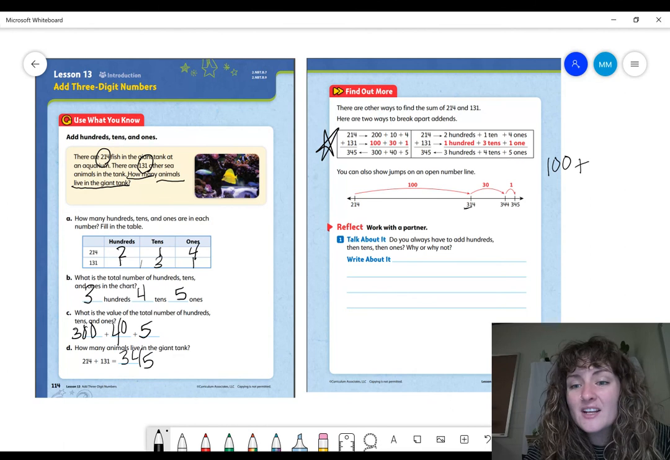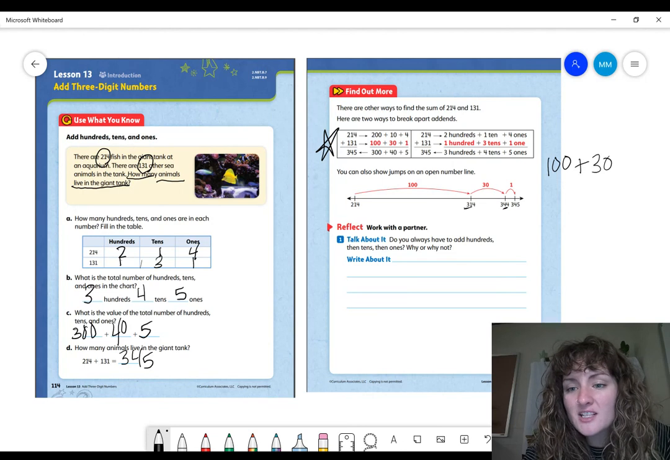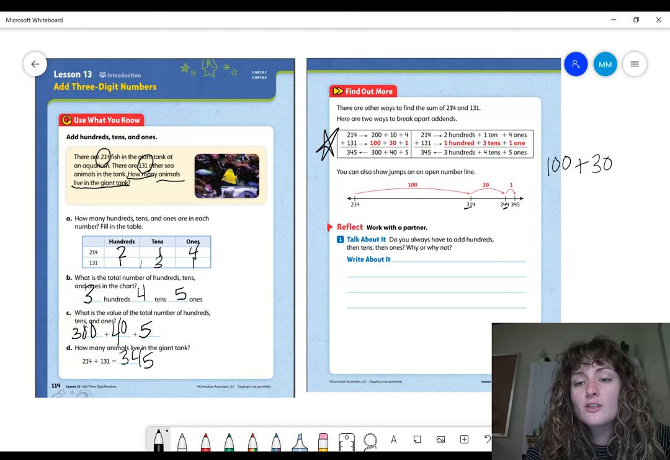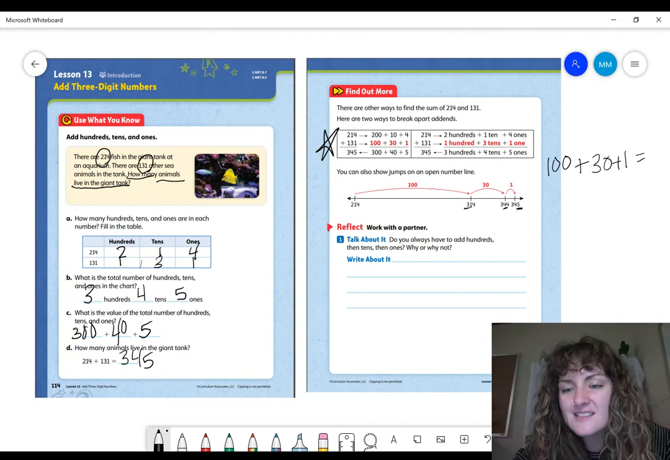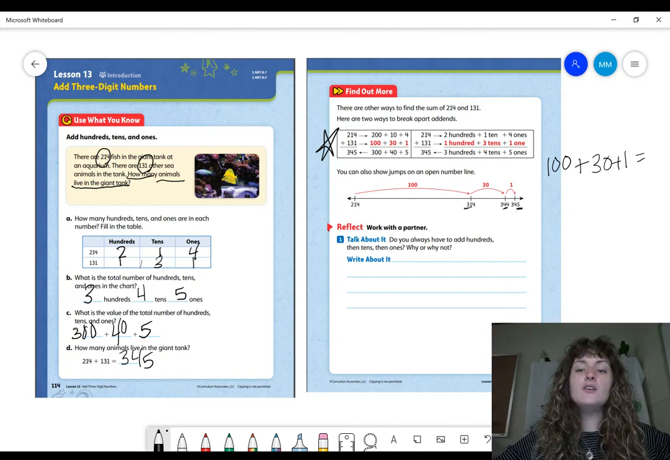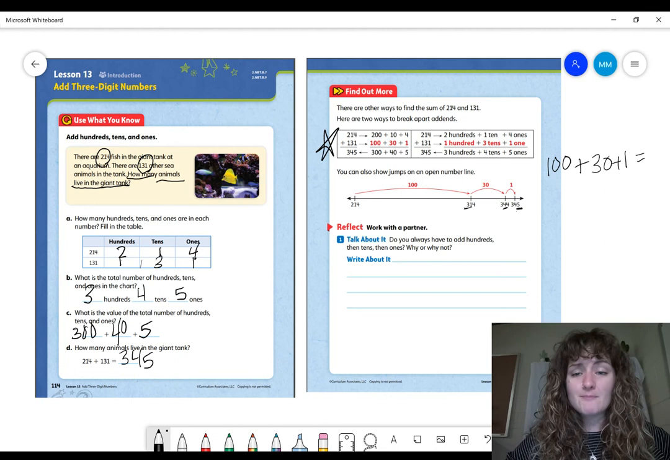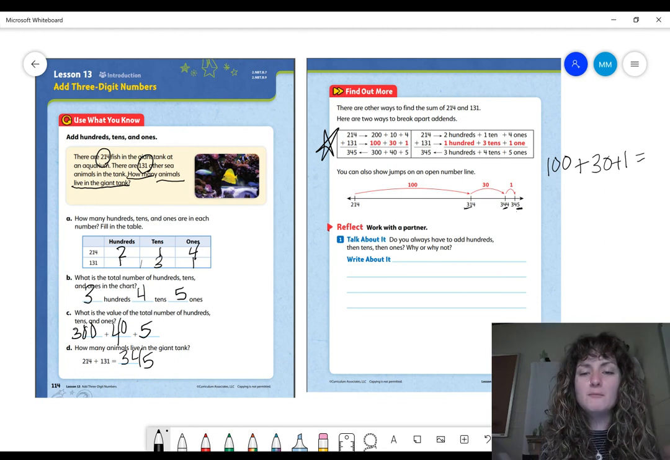Then they added 30 to 314. So the only place that would change is the tens place. So 314 plus 30 would be 344. And in 131, we have 1 one. So 344 plus 1. The only place that's changing is our ones place. So we can show the value of these numbers too by using an open number line.